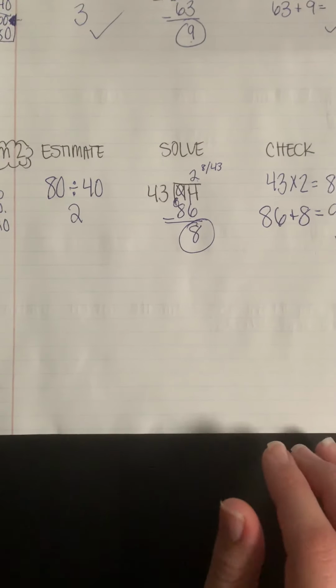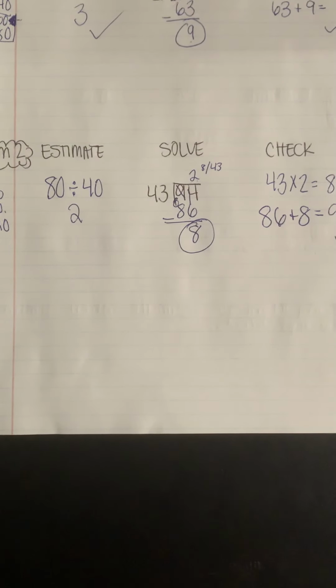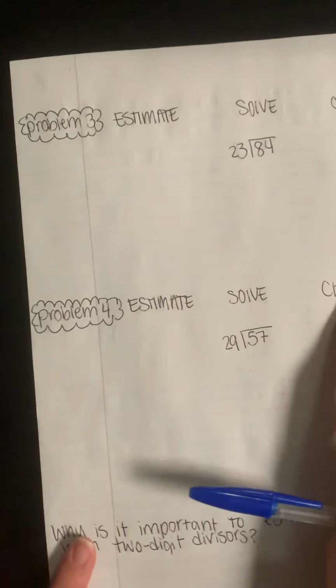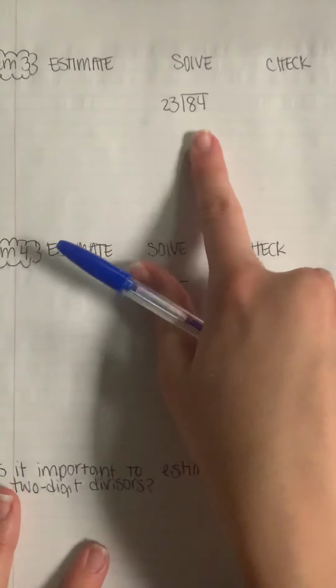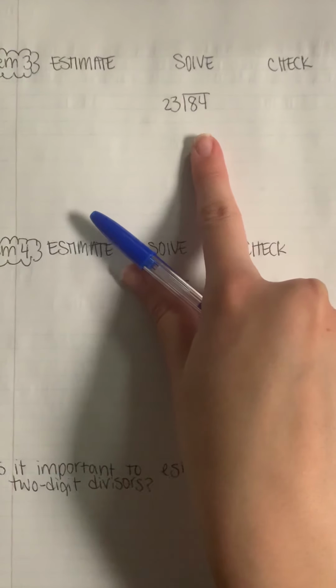So that's how we know that we were correct. All right, and let's do 2 more together like this. So for problem 3, we have 84 divided by 23.